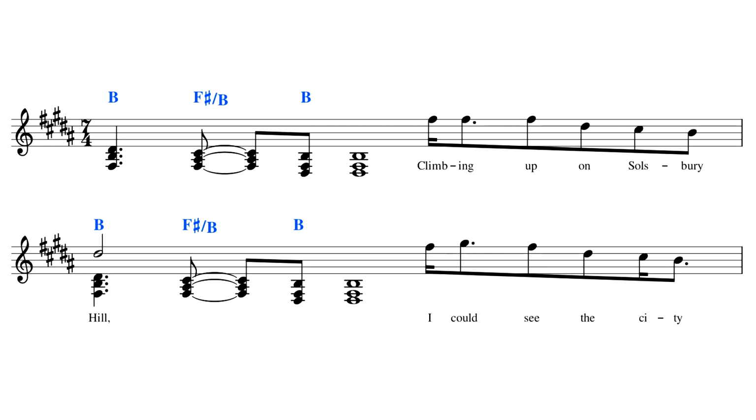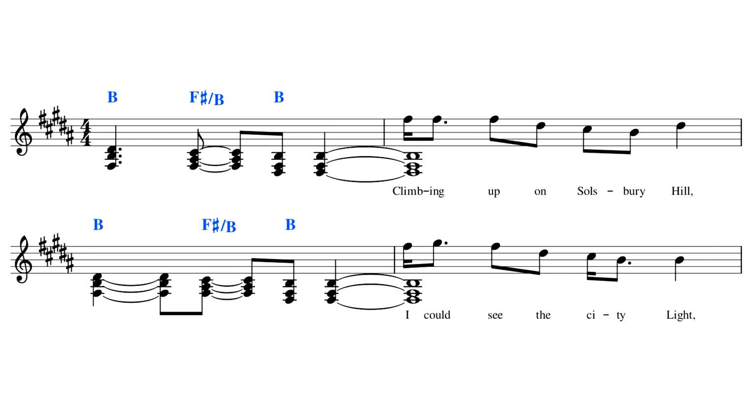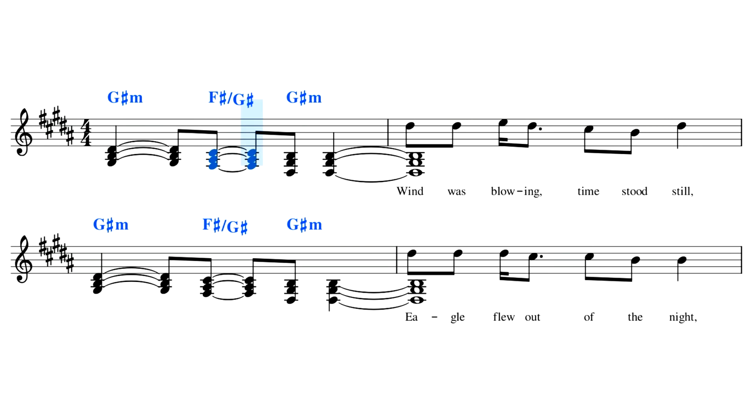So that you can hear the impact that the 7-4 meter is having on Salisbury Hill, this is what Salisbury Hill would sound like if it was instead in 4-4 time. It still works, of course, but it certainly loses a lot of character and a lot of rhythmic momentum.